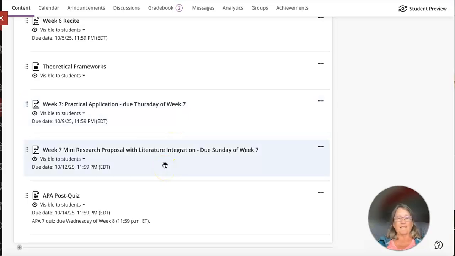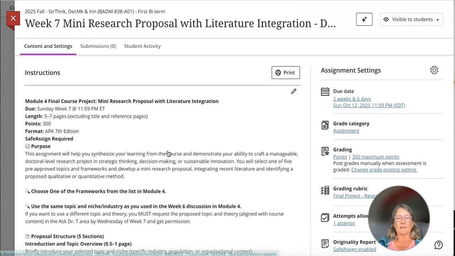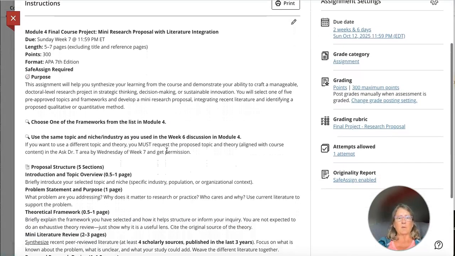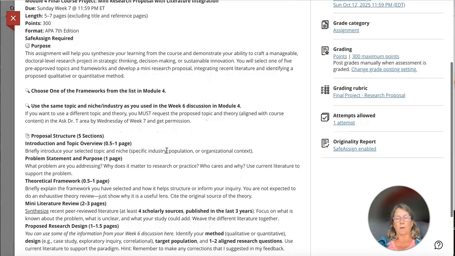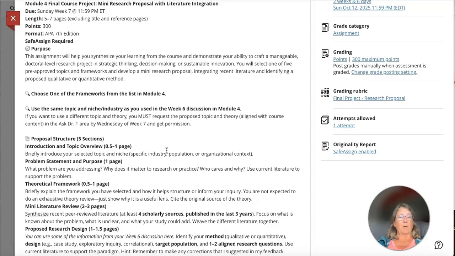Week 7 on Sunday, your mini literature proposal is due. So let's take a look at that real quick. This is your final course project, and it's worth 300 points, so that's 30% of your grade. Please do not use ChatGPT to generate this paper for you. You won't be happy with your grade if you do.